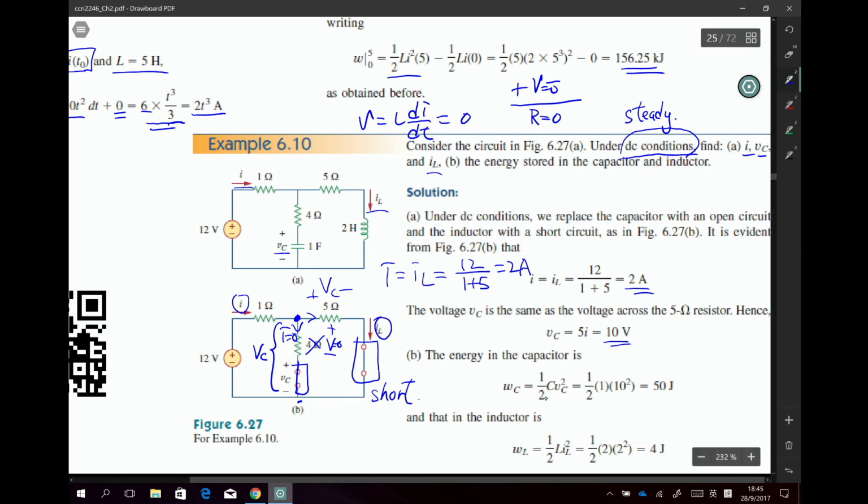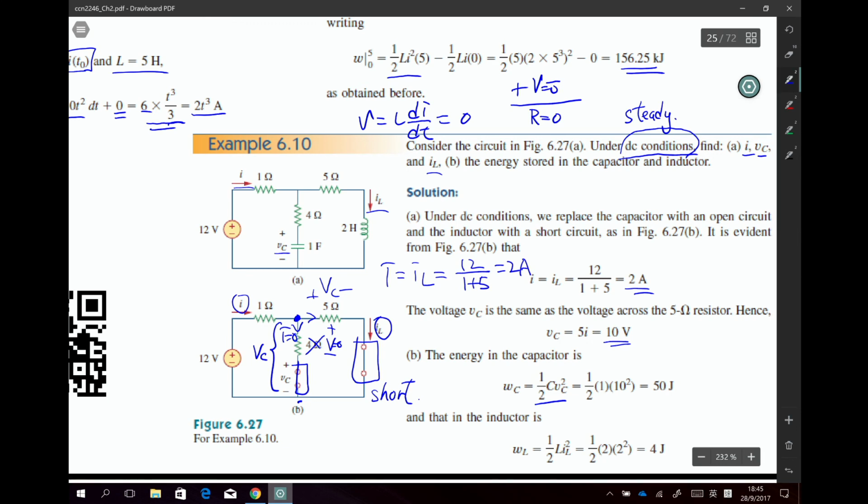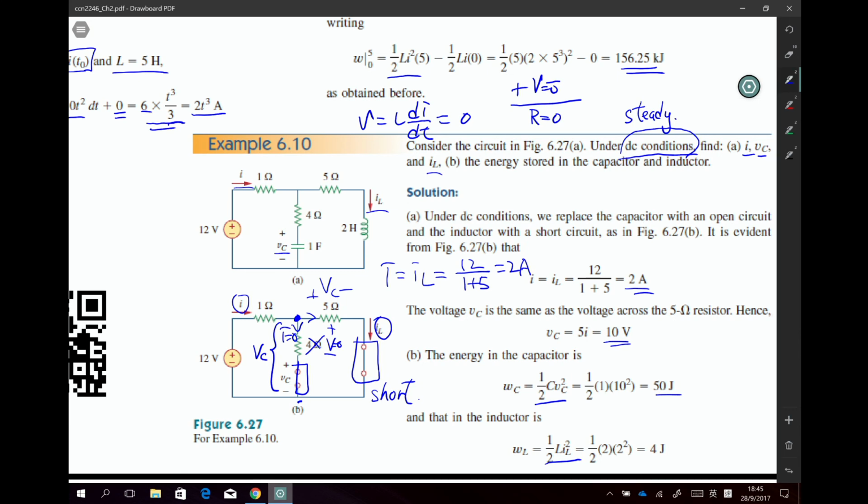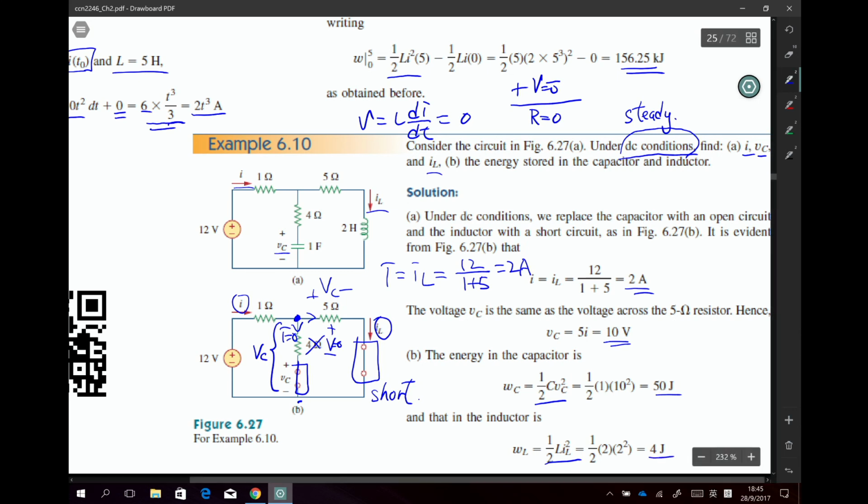And now you can compute the energy by using 1 over 2 C V square for the capacitor. You get it is 50 joules. For the inductor, you're using 1 over 2 L IL square, and it gives you 4 joules.